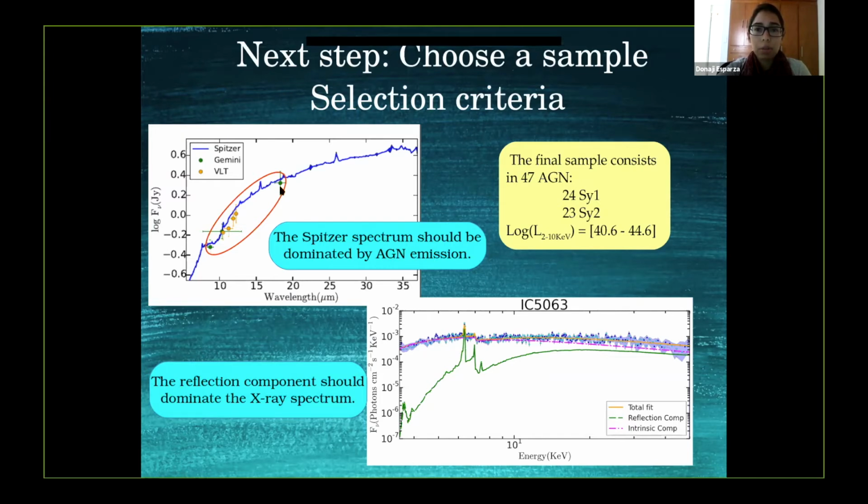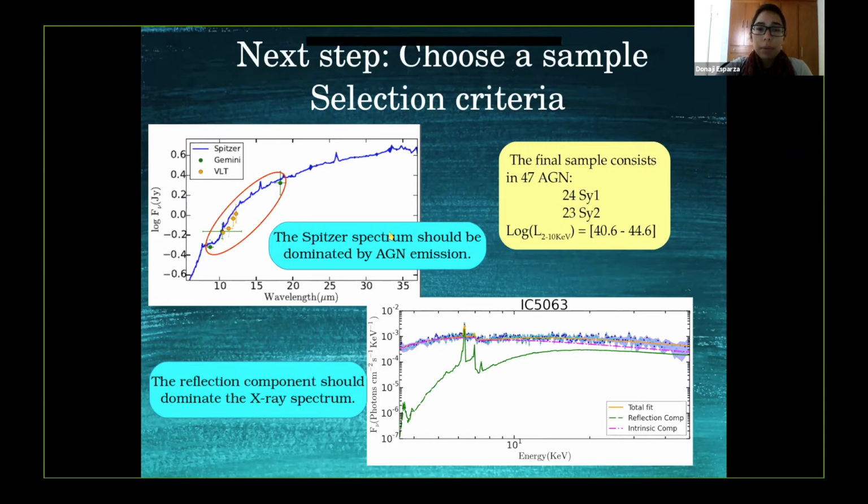less than 100 parsecs. In the future, we can apply this technique using photometric data, and this could help us increase our sample. Our second criterion is that the reflection component should dominate. In this figure, we can see a NuSTAR spectrum with two components, the reflection component and the intrinsic component, and the total fit.